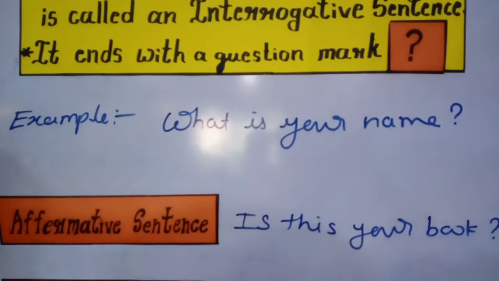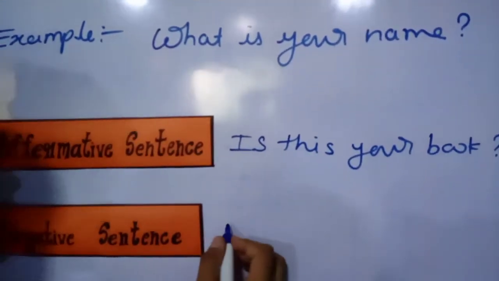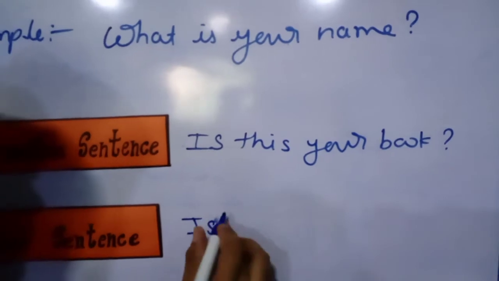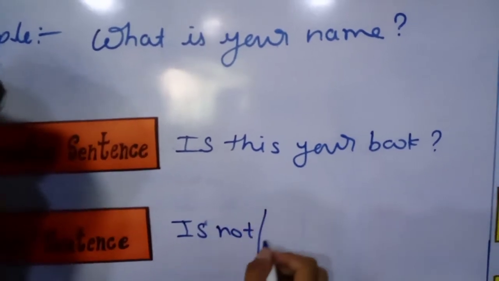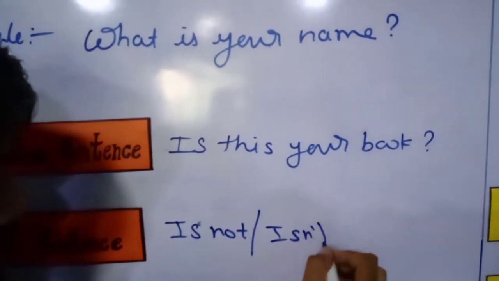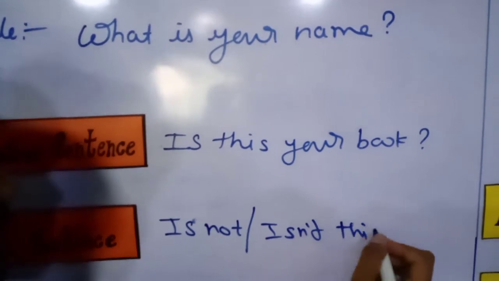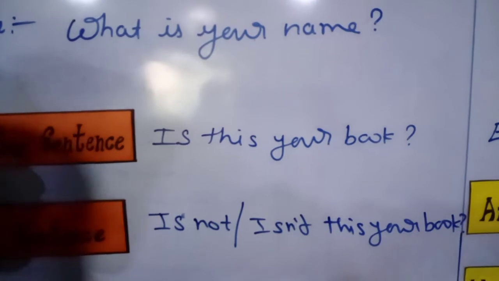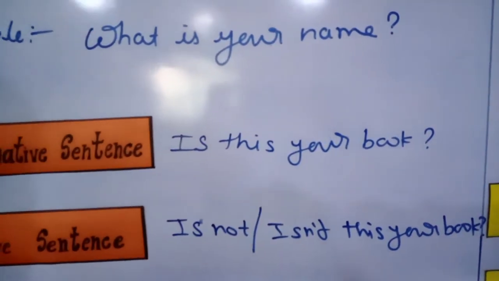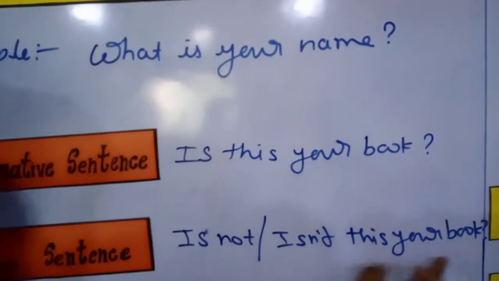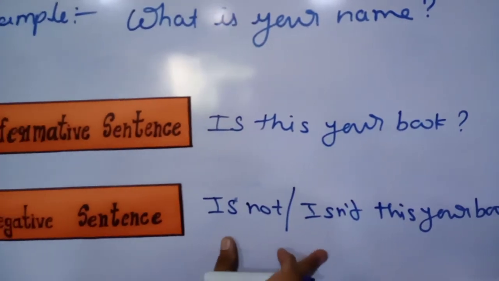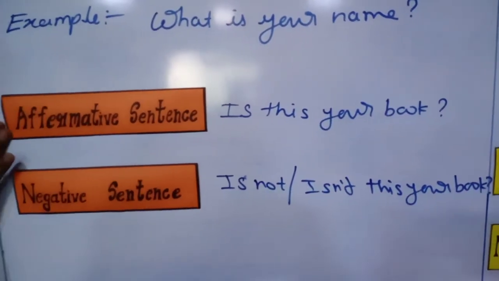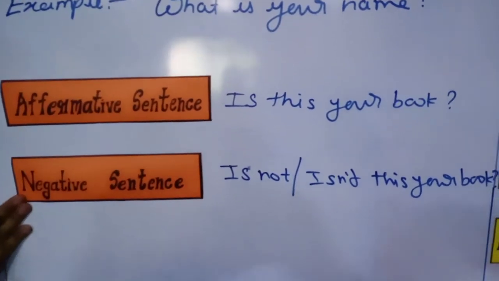And the same thing we have to write in the negative sentence. Isn't, is not, or we can say isn't this your book, and question mark. So this way we can write the interrogative sentence. Interrogative sentence should be affirmative as well as negative.